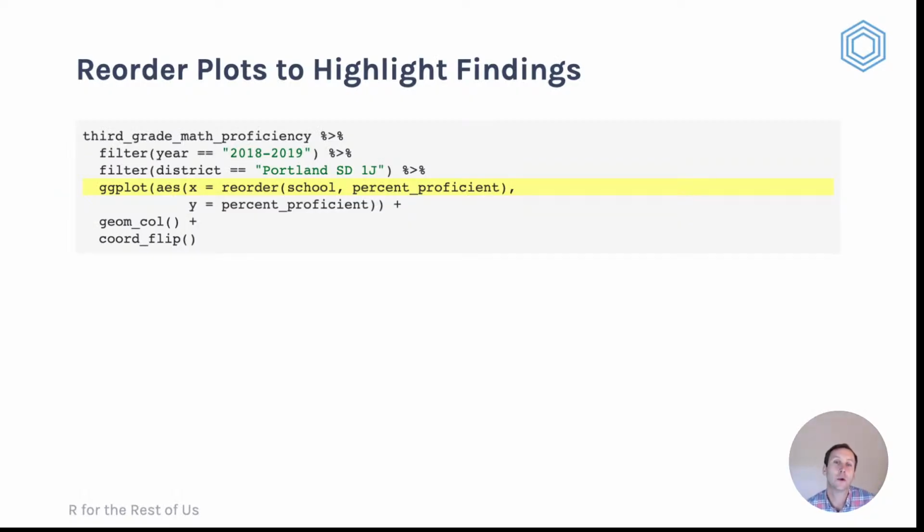There are a couple ways that we can reorder our plots. So this is exactly the same as what I showed before, making that bar chart. But you can see I've highlighted one line, and I'm using the reorder function. So before it just had x equals school. Now I've changed it so it says x equals reorder. And then within parentheses, the first argument is the variable that I want to reorder. So I want to reorder the school variable, and I want to reorder it by the % proficient variable.